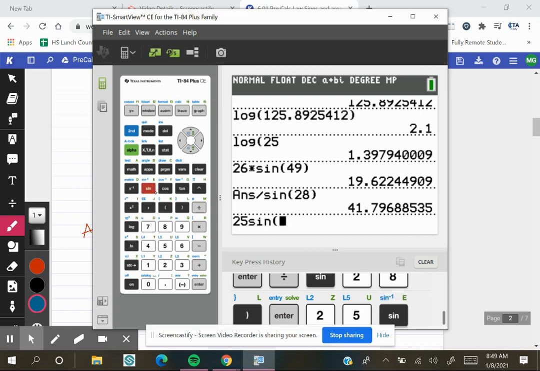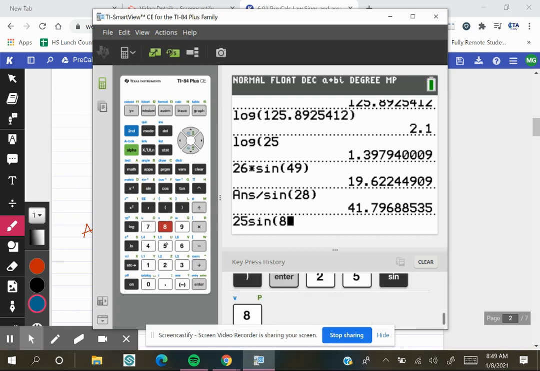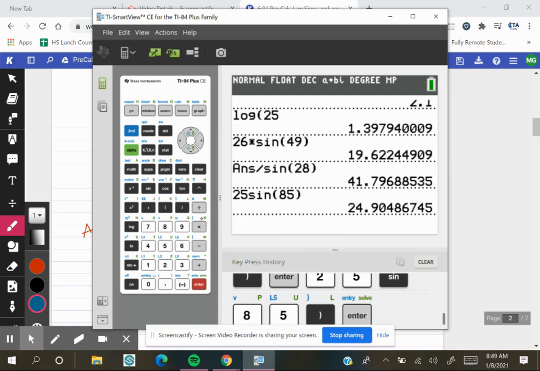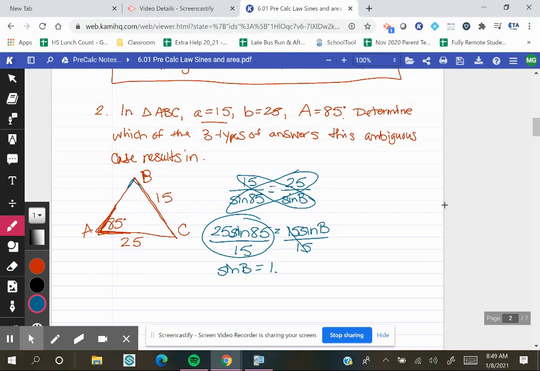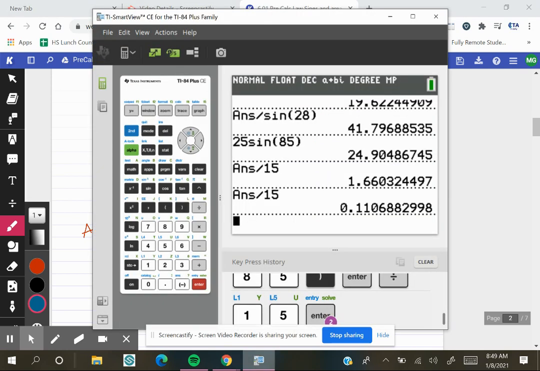25 sine 85 divided by 15. Oops, I only divided by 15 once. I did push it an extra time. So it should be 1.660324497.